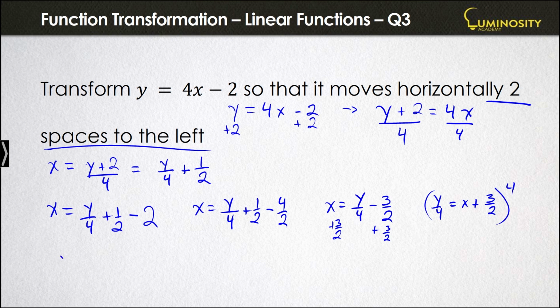So we have y equals 4x, and now 4 times 3 over 2. Remember, you can multiply your numerators, so 4 times 3 is 12, but then we're dividing by 2, so we get plus 6. And this is how you can move our y equals 4x minus 2 two spaces horizontally to the left.